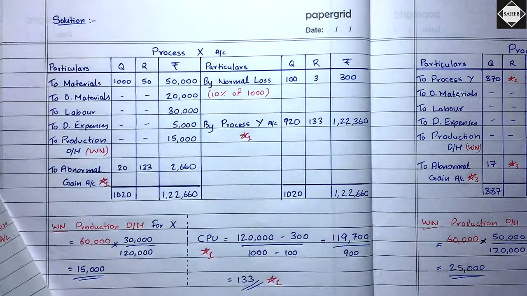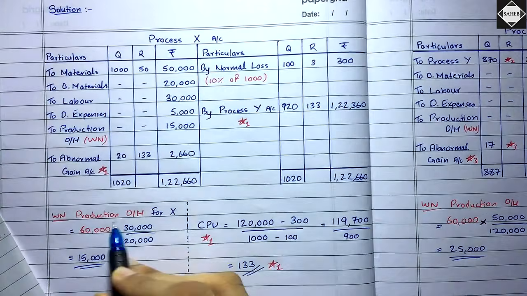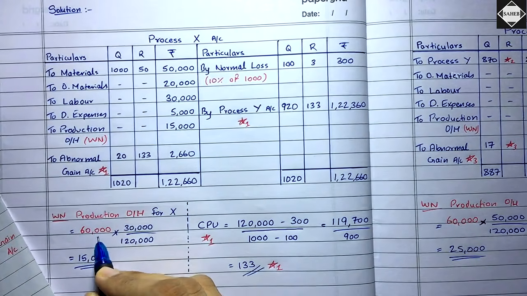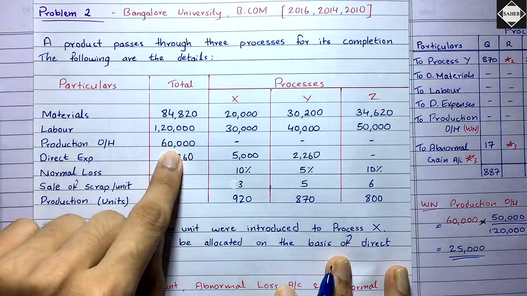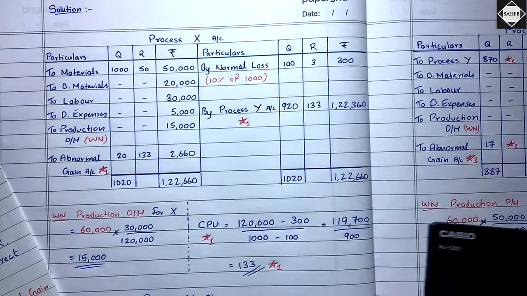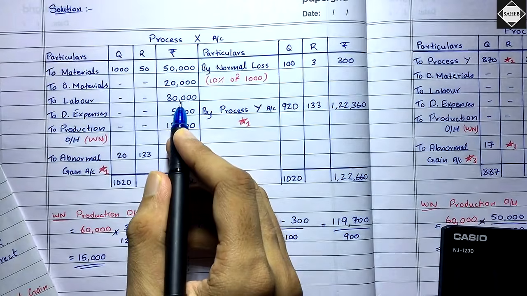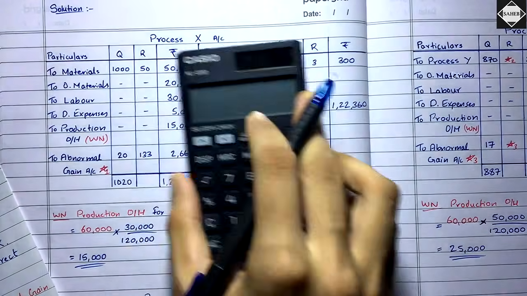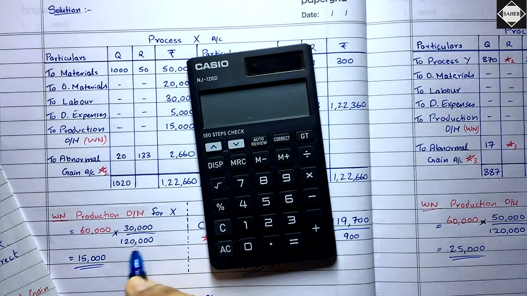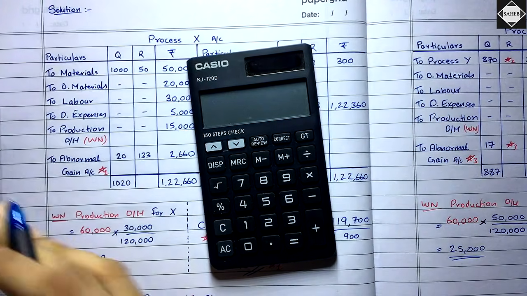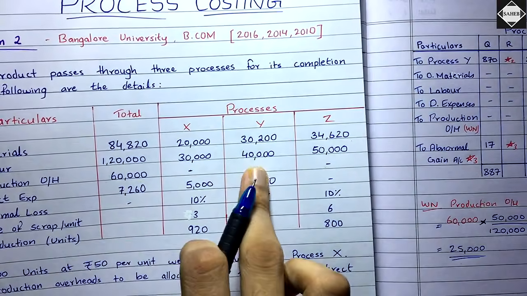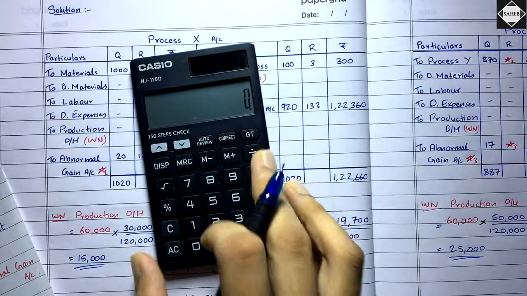See here what we have to do. See this working note, production overhead for process X. 60,000 is the total production overhead, isn't it? Now see here, the direct labor in process X is 30,000. So all you have to do is 60,000 into 30,000 divided by 1,20,000. From where did I get this 1,20,000? See, it's very simple. The total direct labor is 1,20,000, isn't it? 30 plus 40 plus 50. Let me show you in the calculator.